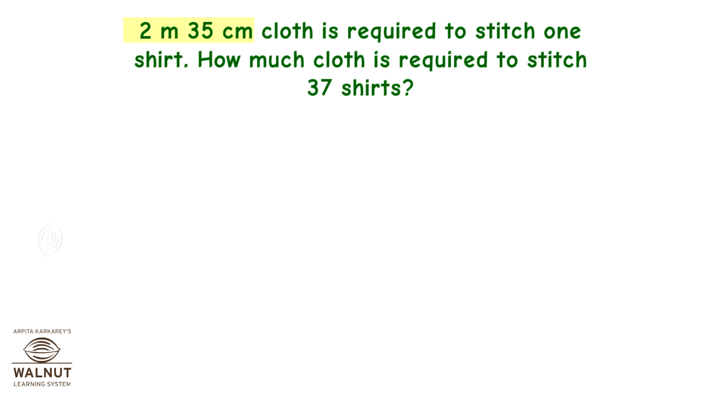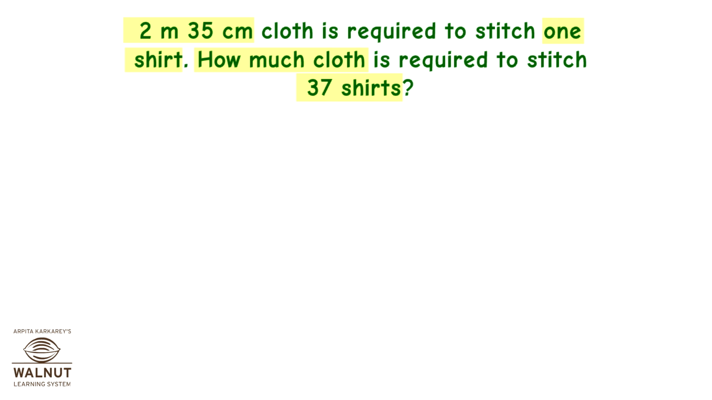2 meters and 35 centimeters cloth is required to stitch one shirt. How much cloth is required to stitch 37 shirts? What do we have to find out? The total cloth required. What do we know? The cloth required for one shirt and the number of shirts.